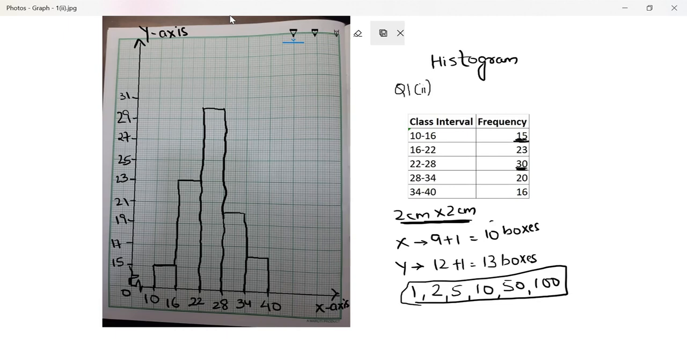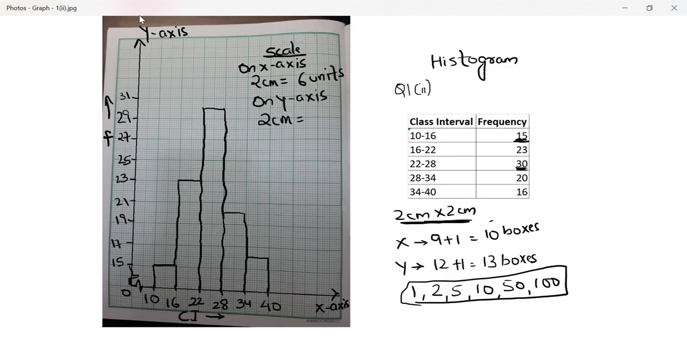Am I done? No, I'm not done unless I write a couple of things. What have I plotted on the x-axis? I have plotted class interval. I have written x-axis, I have written y-axis. What have I plotted on the y-axis? I have plotted frequency, and I need to write the final thing, which is my scale. On x-axis, what have I taken? 2 centimeter, because this is a 2 centimeter graph, is equal to 6 units, and on y-axis 2 centimeter is equal to 2 units. Perfect. If I do it like this, I am getting full marks. Let's check mandatory things: writing x-axis, writing y-axis, writing what you've plotted on each, and writing scale for x-axis, scale for y-axis.